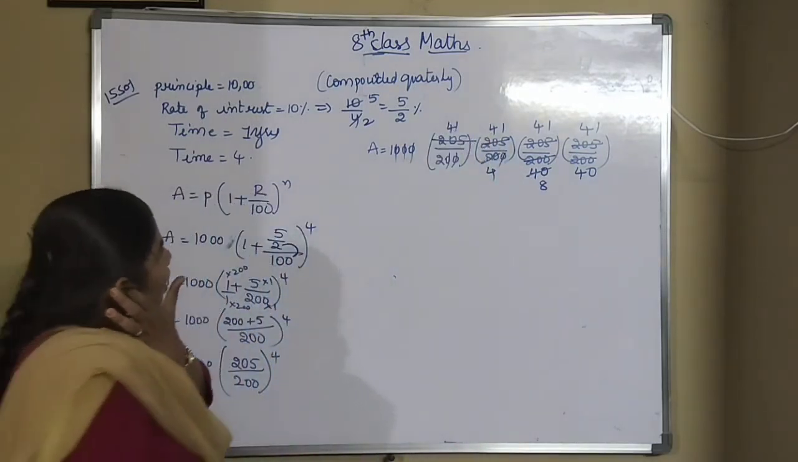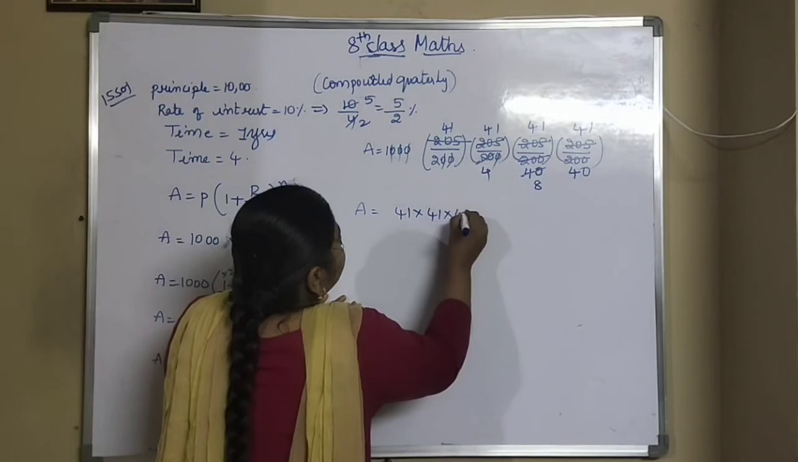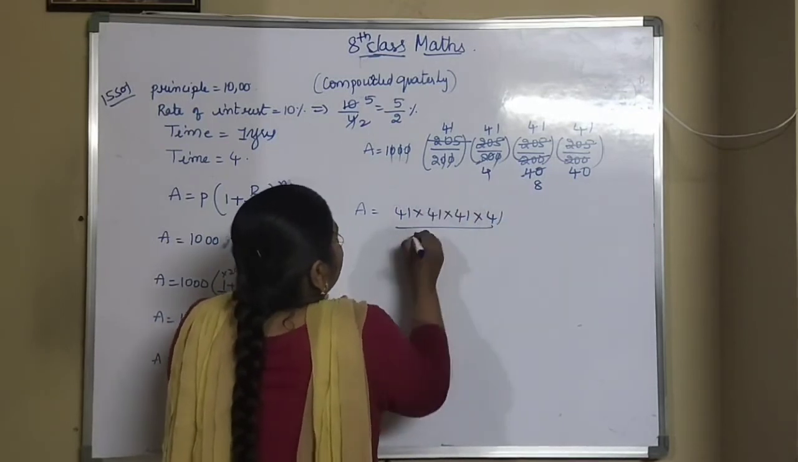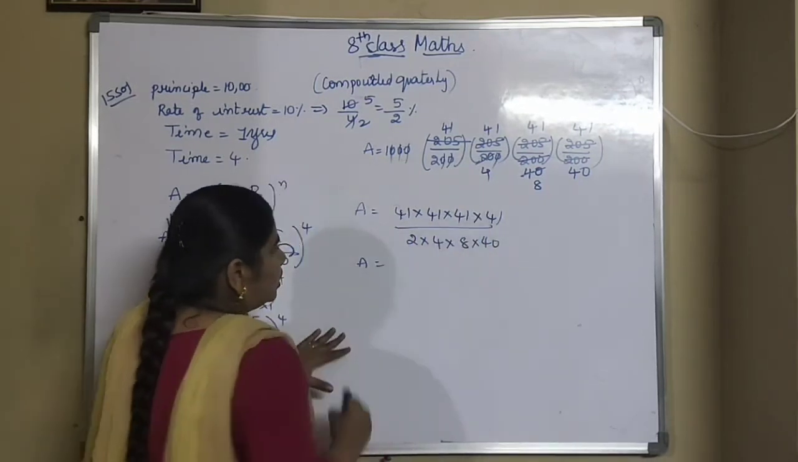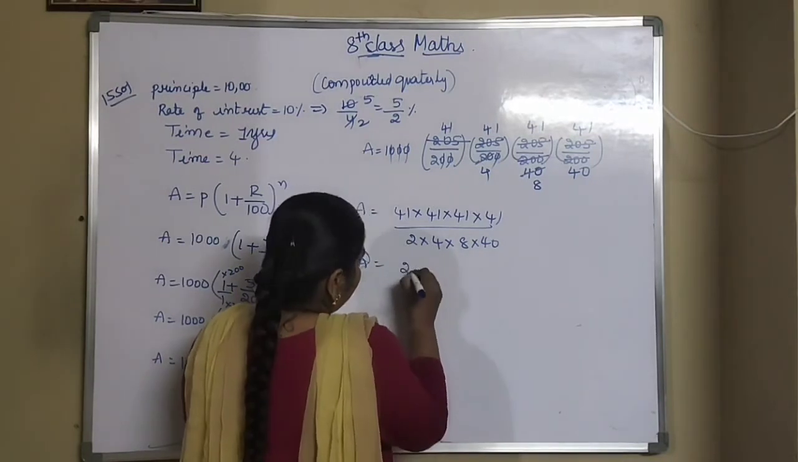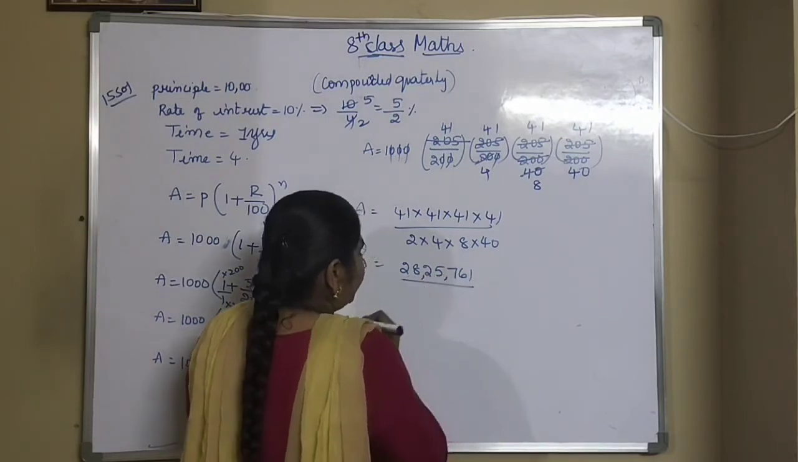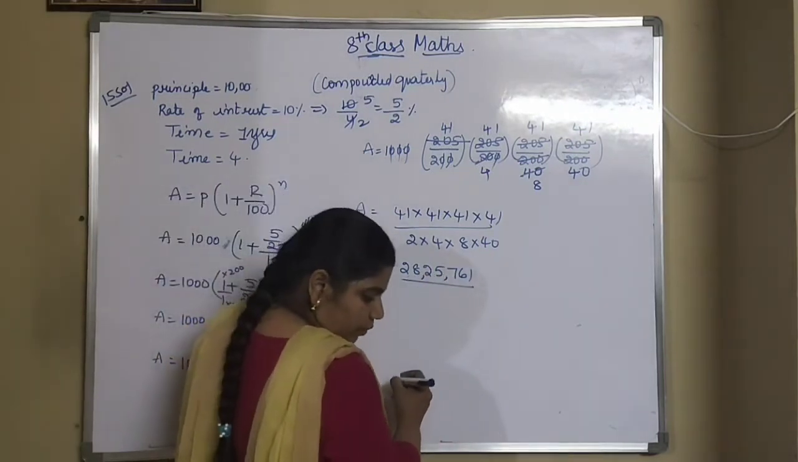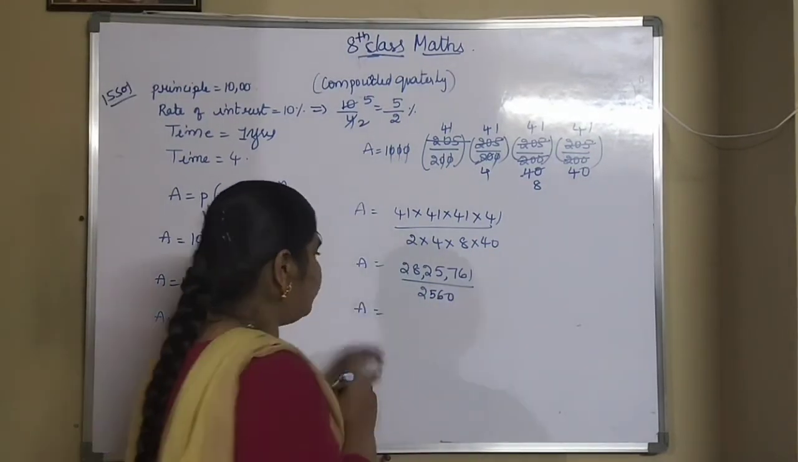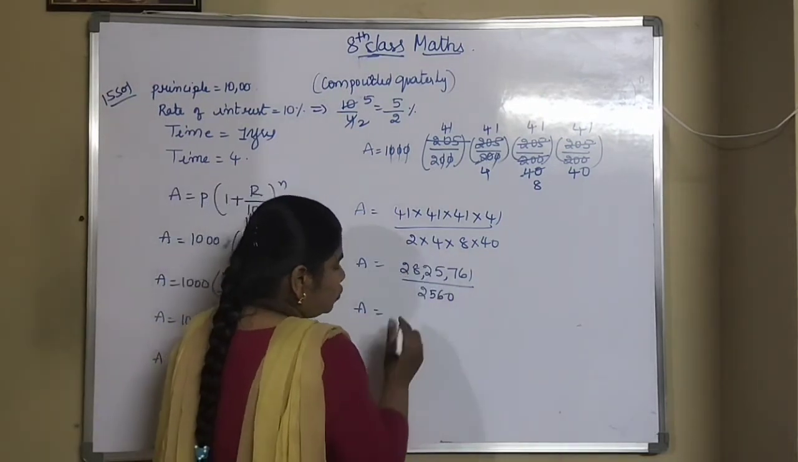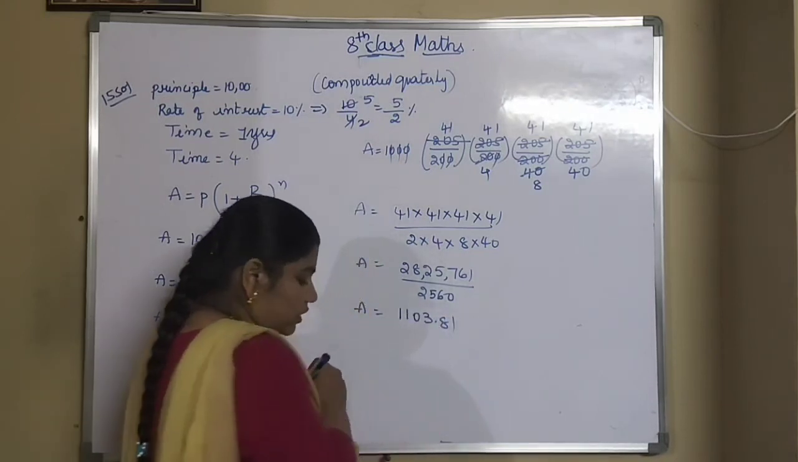So what is the remaining value now? The A value: A is equal to 41 into 41 into 41 into 41 by 2 into 4 into 8 into 40. So if you multiply all this, you will get 28,25,761 divided by 2,560. So amount is equal to, if you divide these two values, you will get 1,103.81. So this is the amount value.